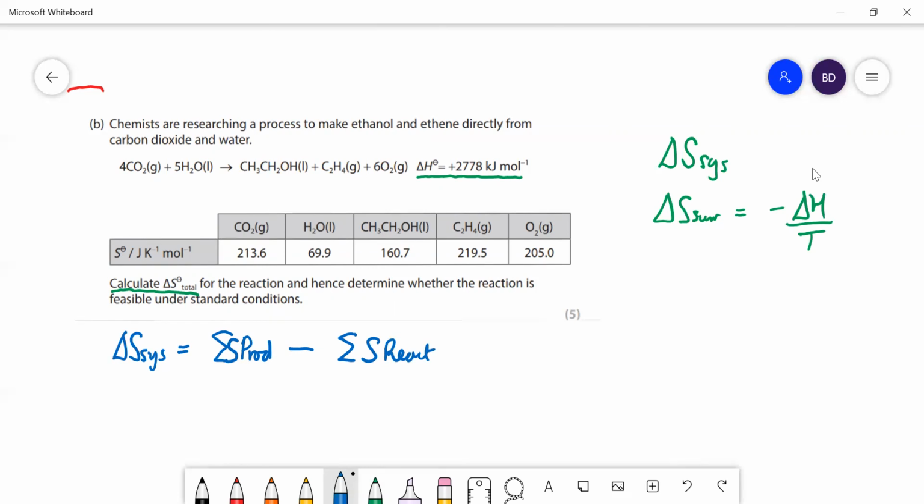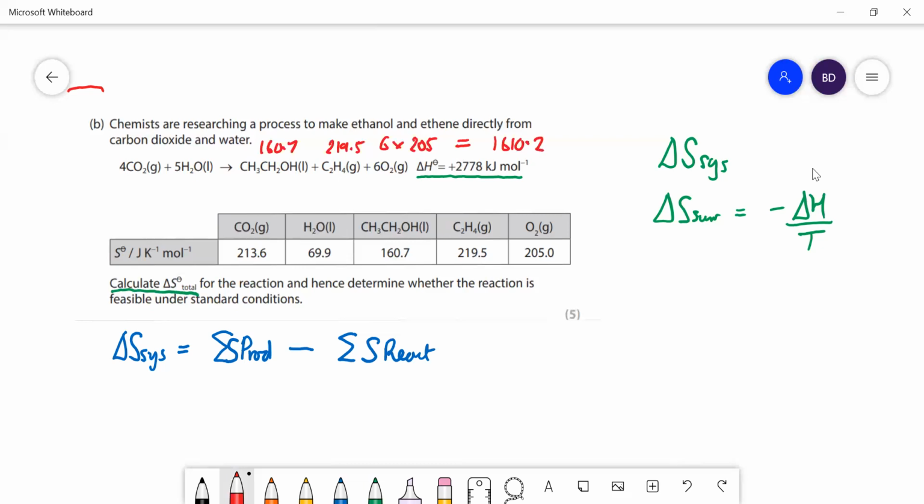We're going to have the ethanol, which is 160.7. The ethene is 219.5, which is one of them. And we've got 6 oxygens, so it's going to be 6 times 205. If you add that lot up together, you get 1,610.2.